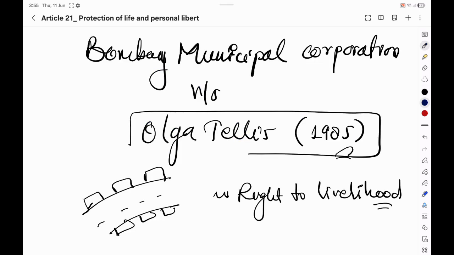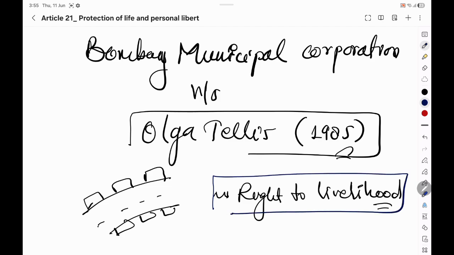Now there is another case, that is Bombay Municipal Corporation versus Olga Tellis in 1985, that held that the right to life includes what? The right to livelihood. Basically the Bombay Municipal Corporation decided to remove pavement dwellers and slum dwellers from public streets and footpaths. So the petitioner, Olga Tellis, argued that they are migrants.